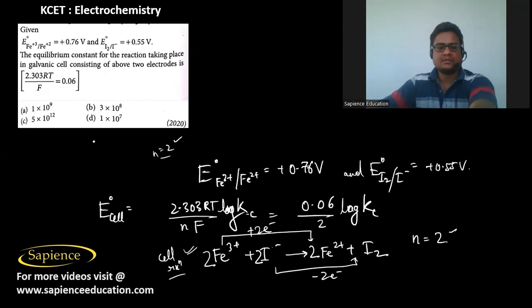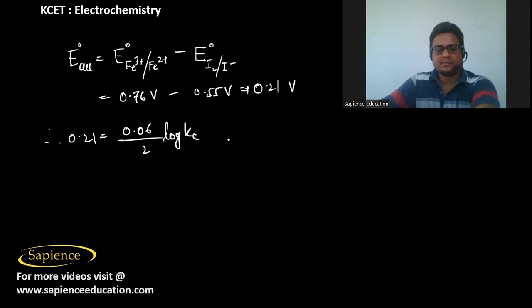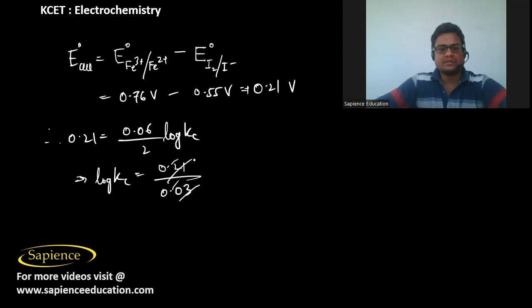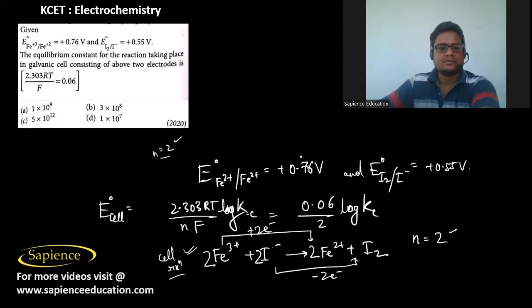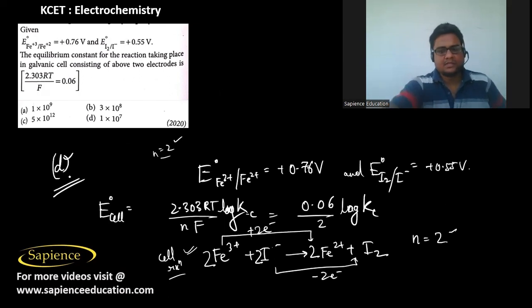So now you have to find Kc. Now this 0.21 is equal to 0.06 by 2 into log Kc. This is 0.03. So log Kc will be equal to 0.21 divided by 0.03. So this will be 7, since 3 sevens are 21. So Kc will be equal to 10 power 7, that means 1 into 10 power 7. So option D is the correct answer.